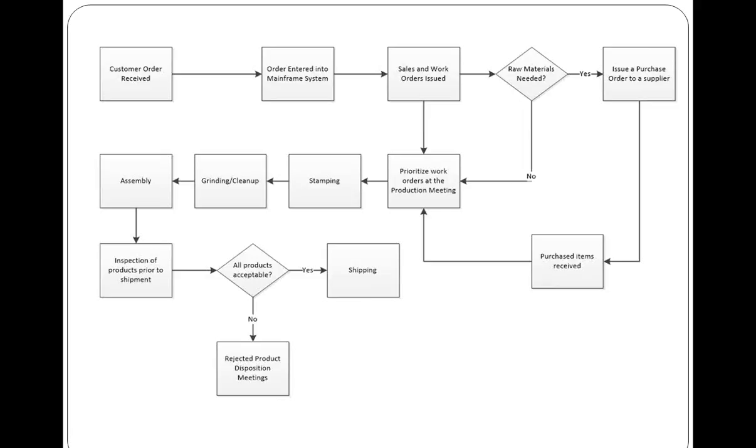Now, you'll note that there are a grand total of 12 boxes in this IOP and 2 decision diamonds. Now, are we to conclude that each of these 12 boxes is an individual process? You know, you look at some of these items. Over here we have sales and work orders issued. Over here we have order entered into mainframe system. Now, are those standalone processes? Because when we look at this IOP, that certainly seems to be how they are intended.